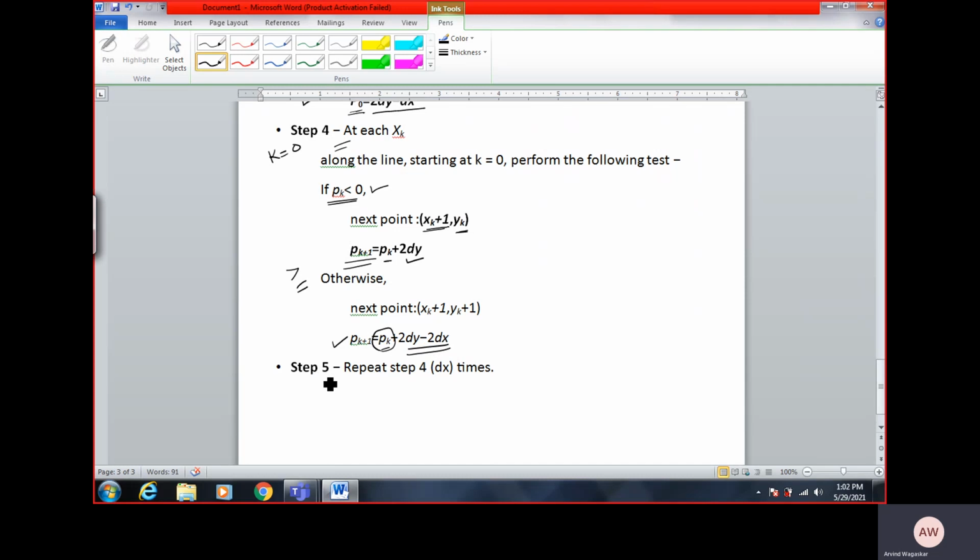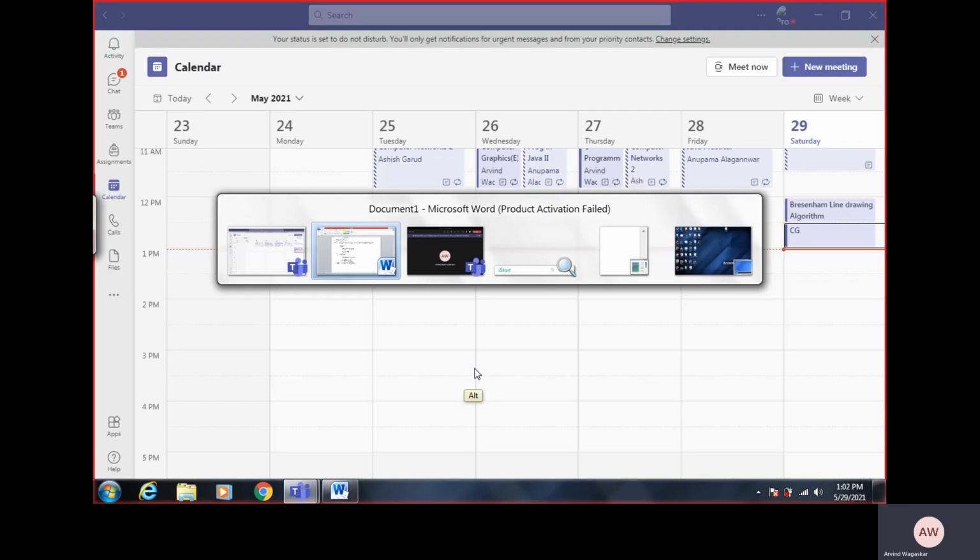Okay, so what is the terminating condition? You have to repeat step number 4 up to delta x times. Okay, I hope you have understood this algorithm.